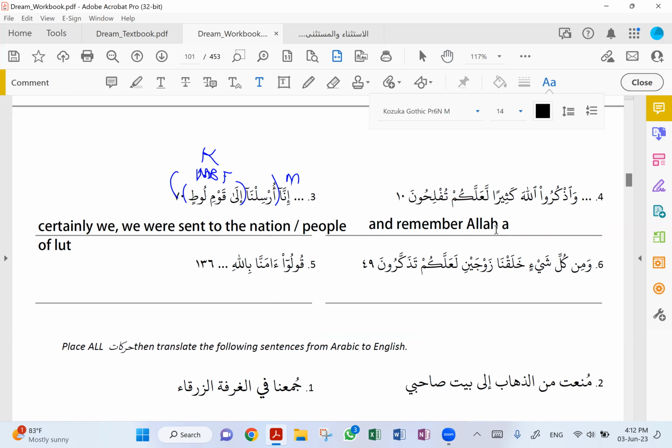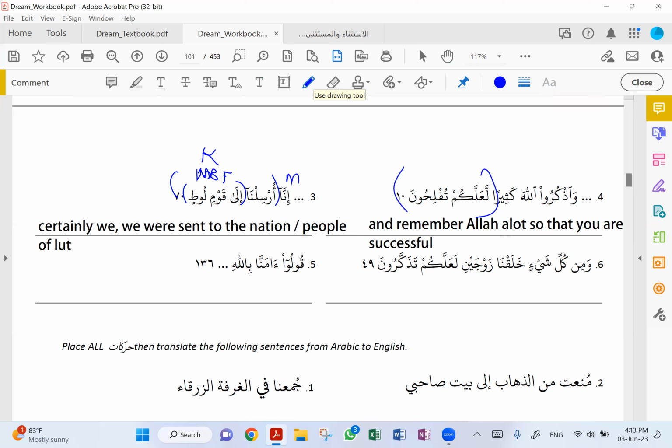Remember a lot so that you're successful, we can say. So la'allakum will be the start of a jumla ismiya? No, in this case لعل is going to be like a مفعول لأجله or مفعول له. Why? So that. So it's connected that way. This whole sentence is going to be مفعول لأجله to واذكره. Maf'ul li ajlihi or maf'ul lahu. Yes, both can be said, right?